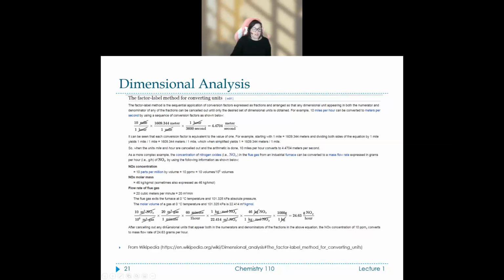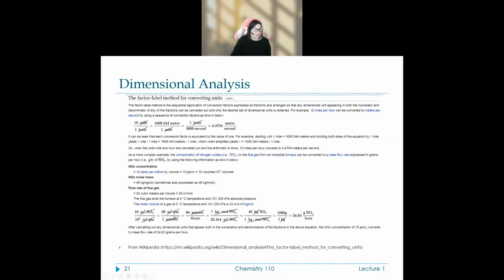And we can use all of this. The 10 parts per million is 10 meters cubed per 10 to the 6 meters cubed. So that's what this is, 10 volumes per 10 to the 6 volumes. As long as we're in the same units, it works. All right. So I have 10 meters cubed NOx over 10 to the 6 meters cubed of gas.